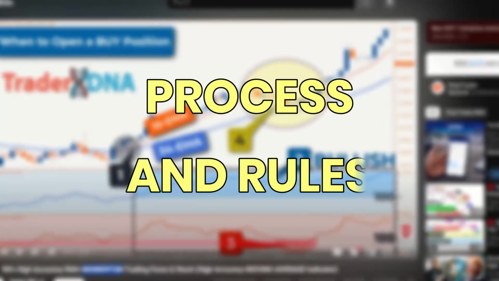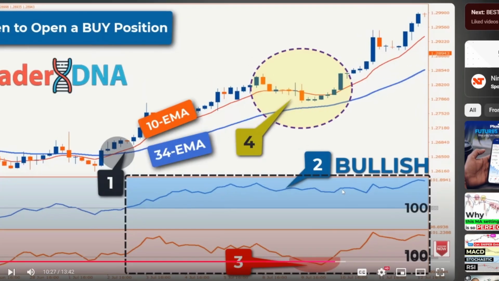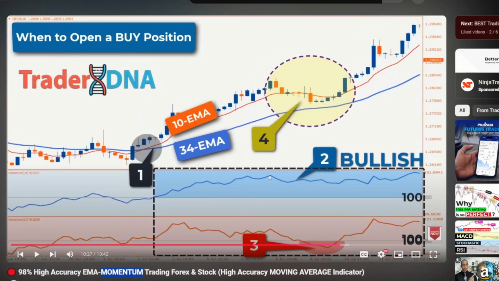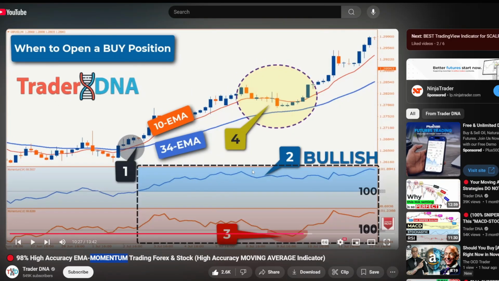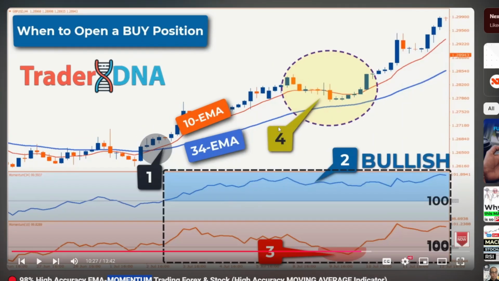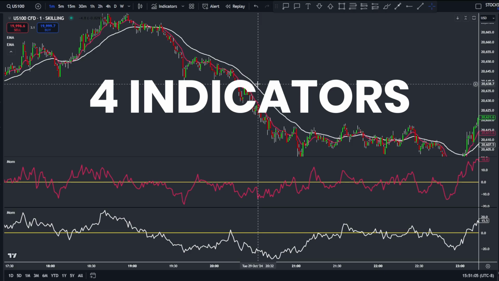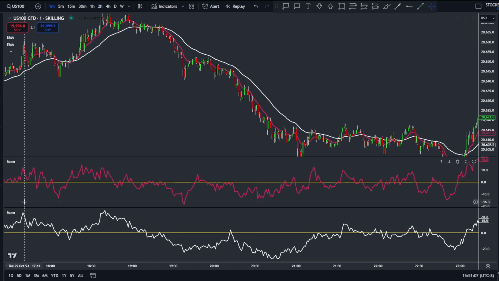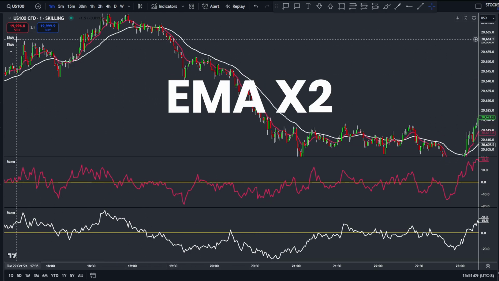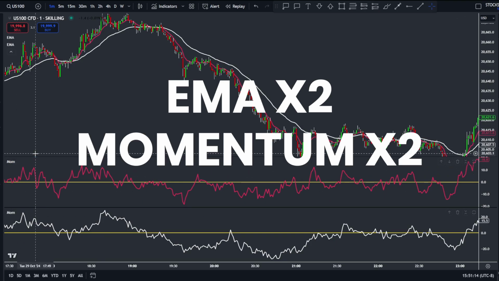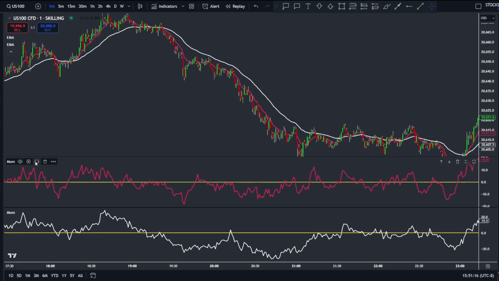Now let's go over the strategy process and rules with some examples. Just a side note, I am going to make a couple minor tweaks to the rules that he has, and I'll go over that as I go over the strategy. This strategy utilizes 4 indicators, but it's 2 and 2 of the same indicators. So you have the EMAs, then you also utilize the momentum indicator. I've never used the momentum indicator before, and it's pretty interesting how it's used in this strategy.